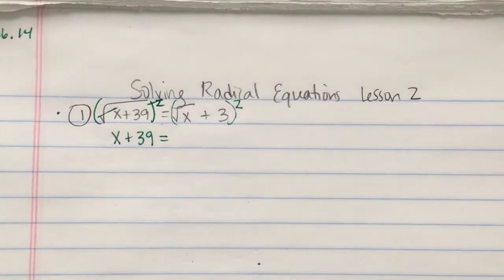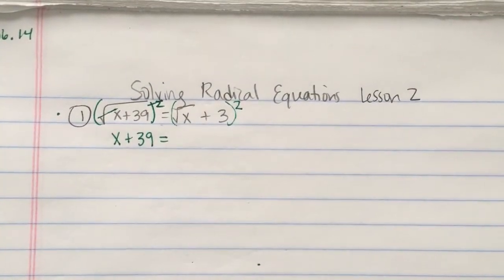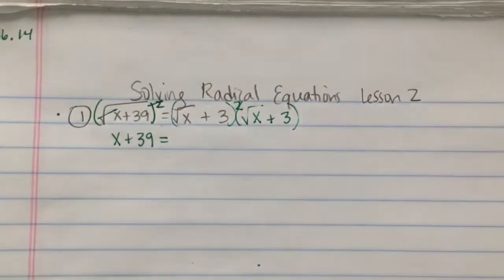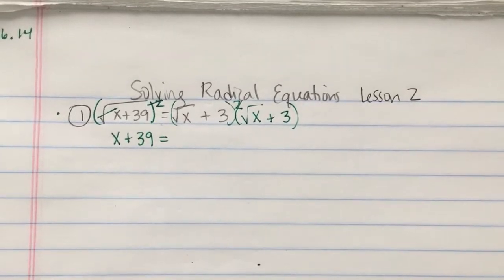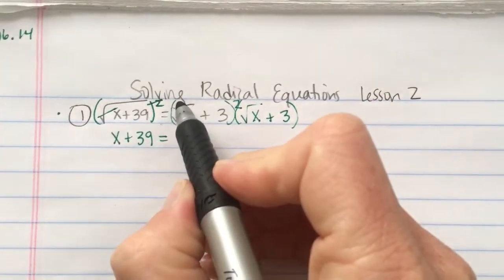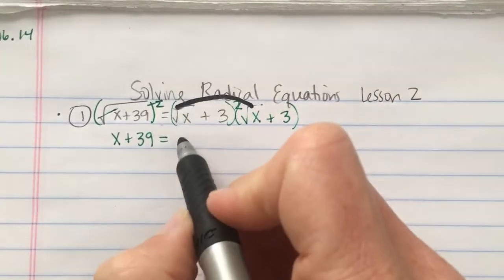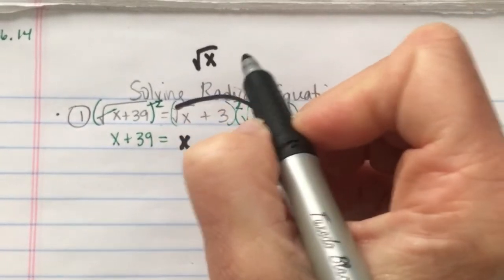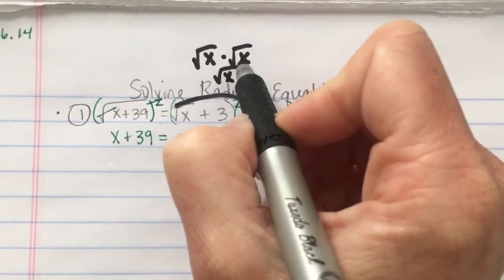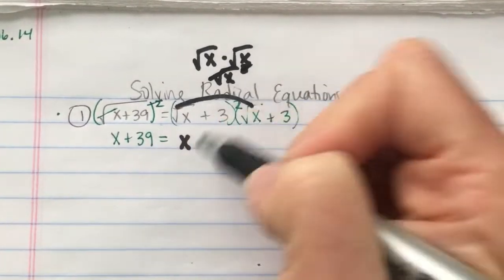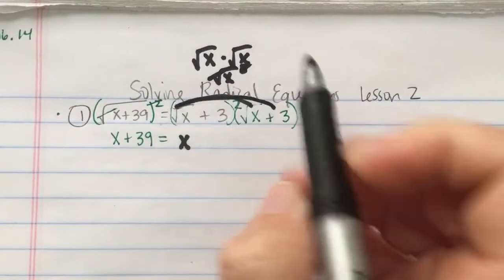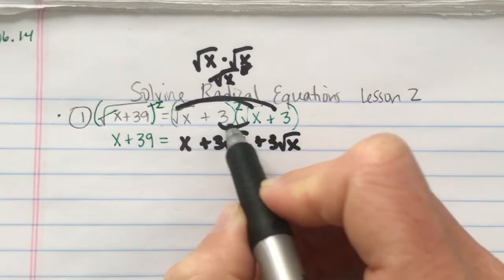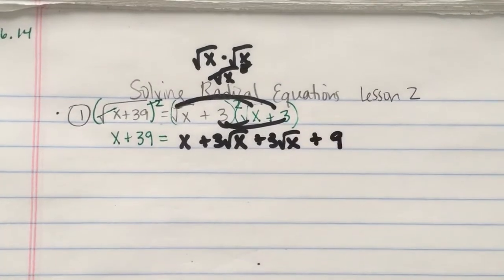On the other side, when you square the square root of x plus 3, you have to write it twice and FOIL. Alright, so let's watch and see what's going on here. The square root of x times the square root of x is just x, because you have the square root of x times the square root of x, which is the square root of x squared. So those cancel, so you're left with just x. Then the square root of x times 3 gives you 3 square root x, and then 3 square root x plus 9.